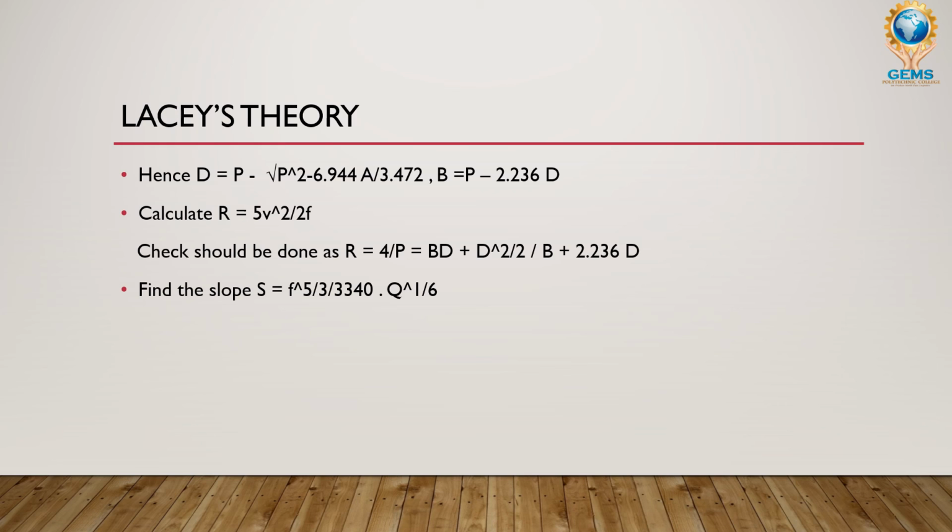Find the slope S equal to F power 5 divided by 3, divided by 3340 into Q power 1 by 6. Understand it clearly. F power 5 divided by 3 into 3340 into Q power 1 by 6. Let's see a problem on it.